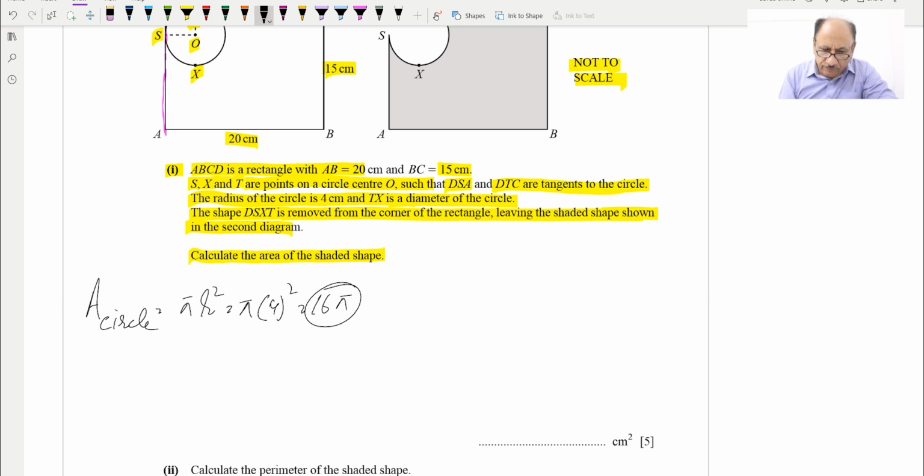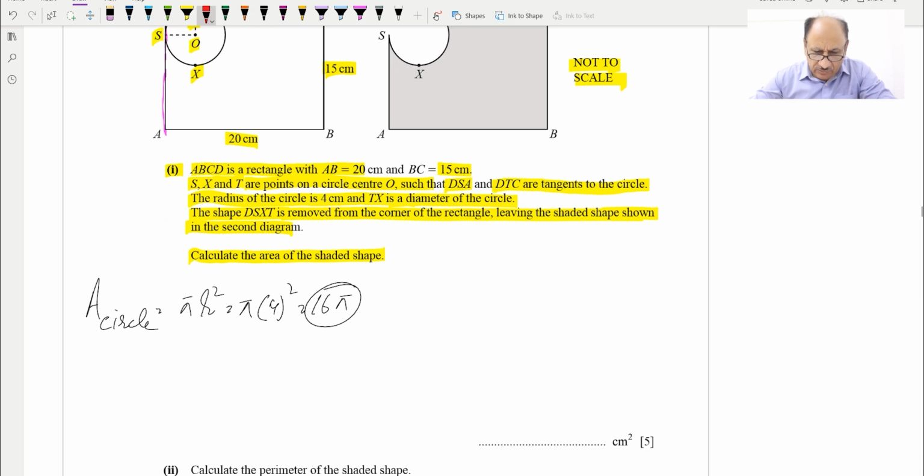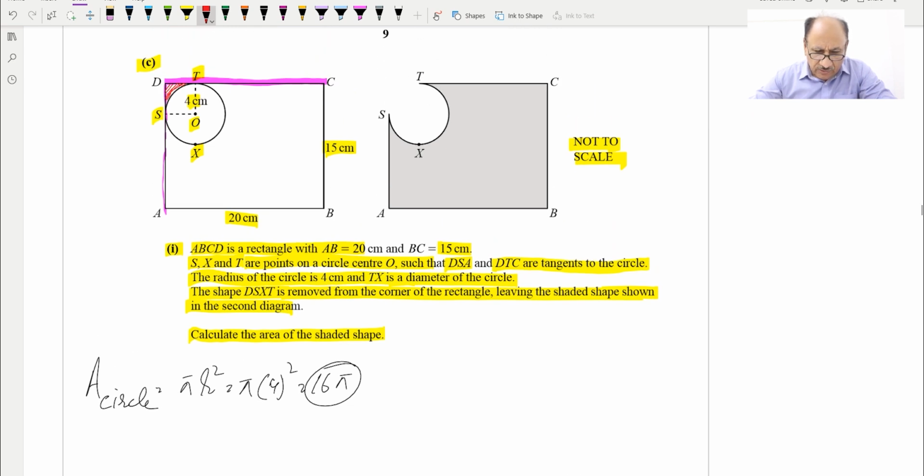Now they have removed two things. One is a circle plus a corner portion, which is this one. This corner portion is also removed. We need this area basically. So how will we calculate this?